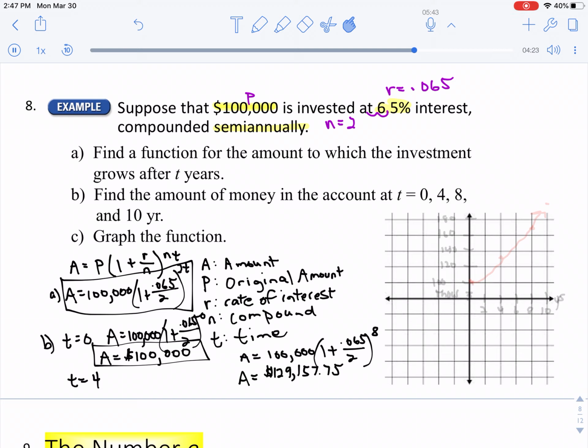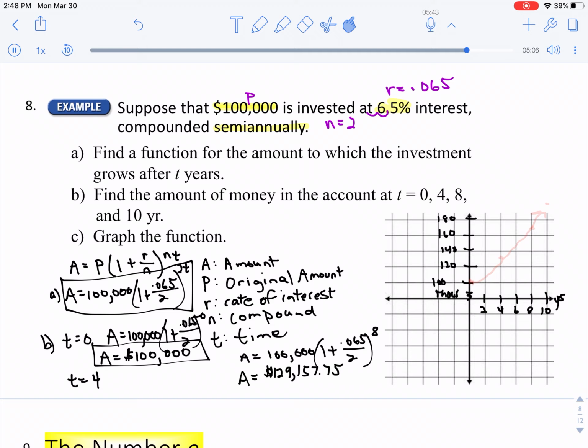Now it wants us to graph the function for C. I'm going to use the values I have. I'm going to make the x-axis my time: 2 years, 4 years, 6 years, 8 years, and 10 years. Going up, I'm going to put a break in here because I'm going to start at 100,000. Then this will be 120,000, 140,000, 160,000, 180,000.